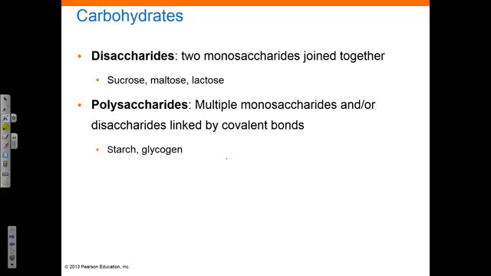Disaccharides are composed of 2 monosaccharides joined together. Disaccharides, like monosaccharides, are also water-soluble. Examples of disaccharides include sucrose, maltose, and lactose.